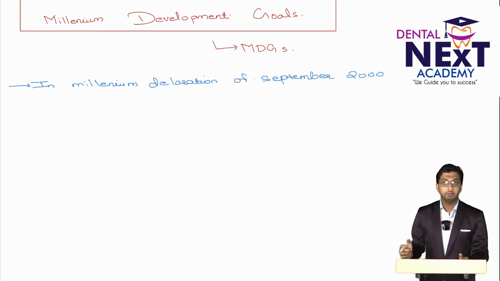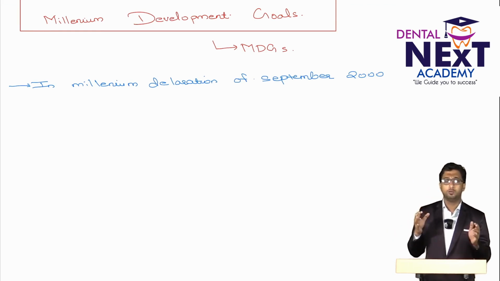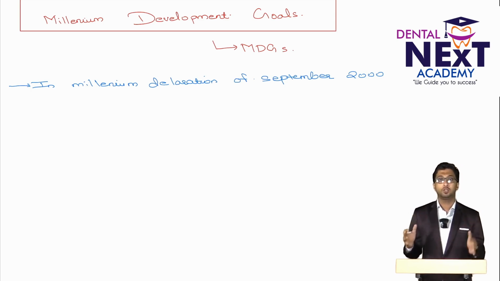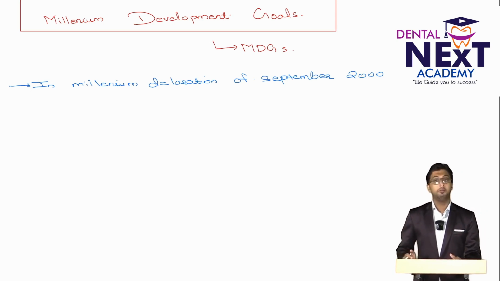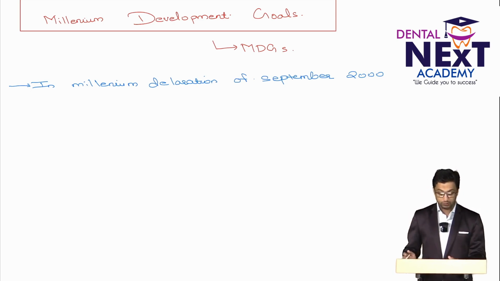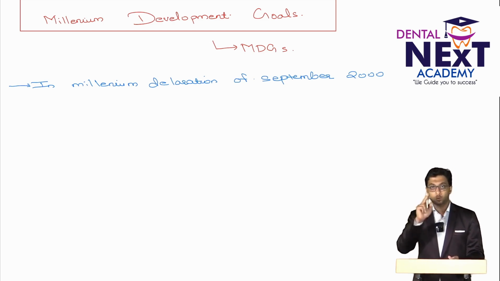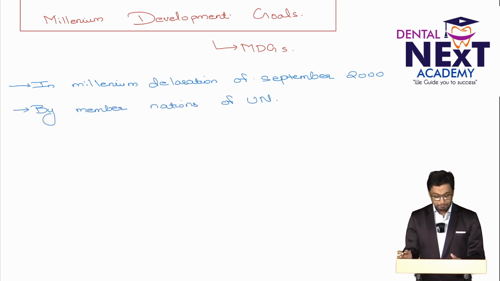Now in 2000 they met to see whether all that we planned was executed or not. They realized that it was not executed. So at that time they said, we're going to declare new things. There is the Millennium Declaration of September 2000. The date is important, 2000, by the member nations of the United Nations. Now the countries increased, 189.